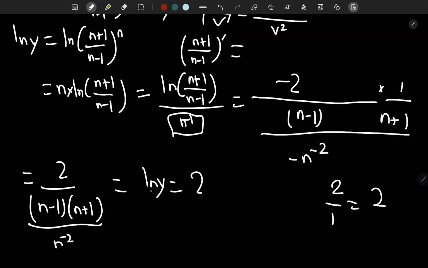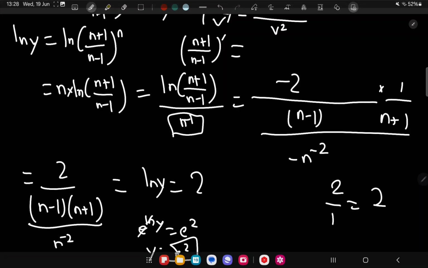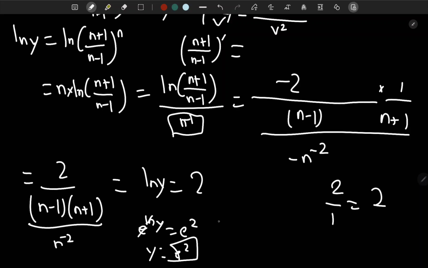So here we need to get rid of this ln that we introduced. So how do we do that? We can introduce an e now. So it's going to be e to the power of ln y is equal to e to the power of 2. And here e and ln cancel out, so y is equal to e to the power of 2. And that is the final answer. And this will be a converging limit. And again, whenever we introduce ln, we always need to cancel it out by using an e.